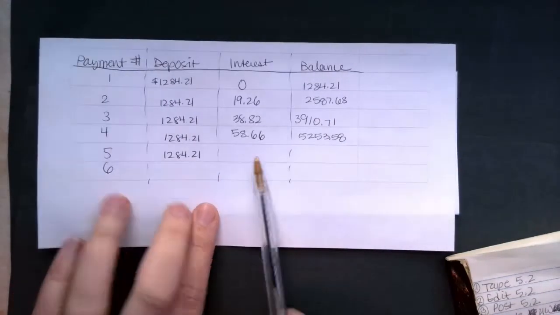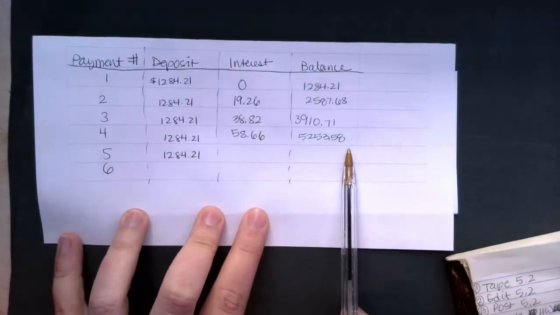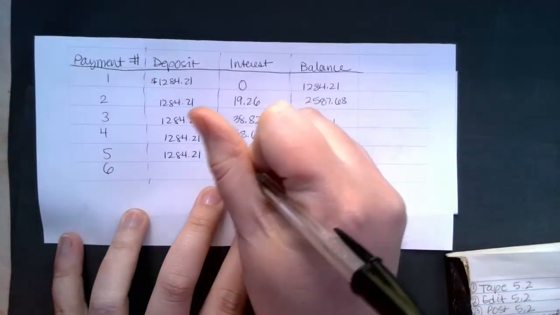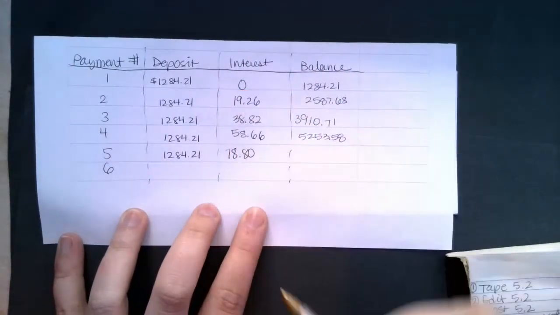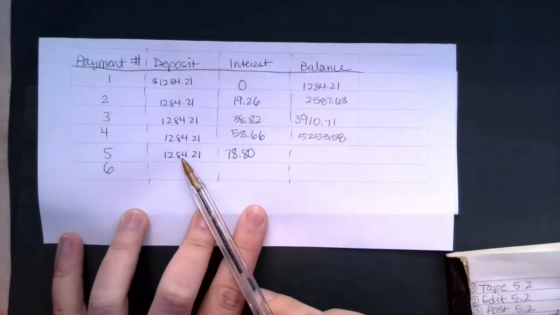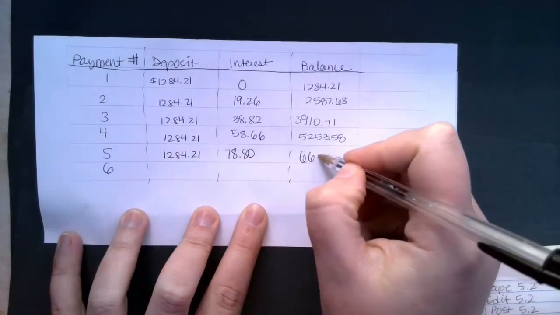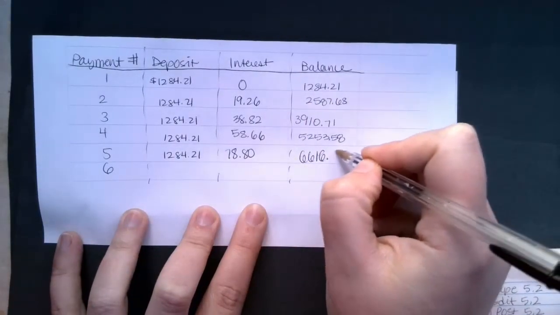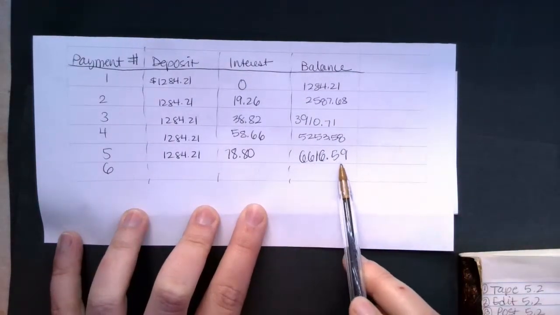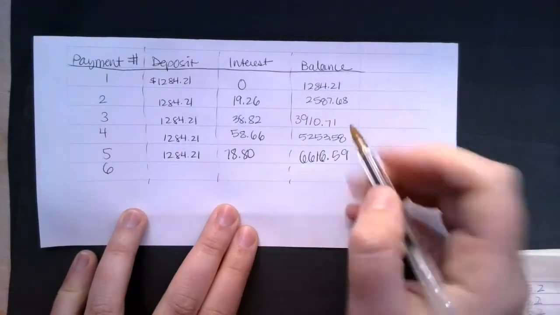So to do the next one, we're going to take our 52, 53, 58 and multiply it by our interest rate. And when we do that, you should get 78.80. And then to get our balance, we're going to add that previous balance, the deposit, and the interest all together. And in our calculator, you should get $6,616.59.